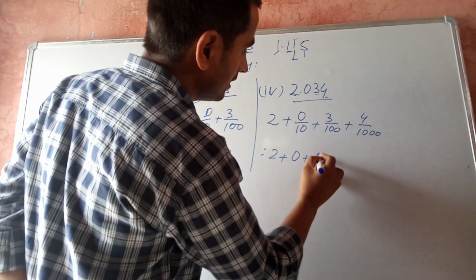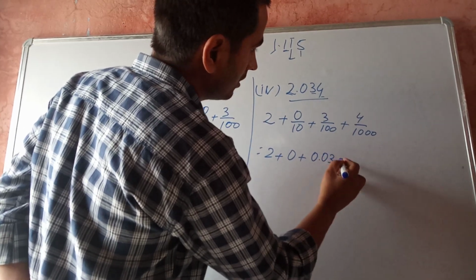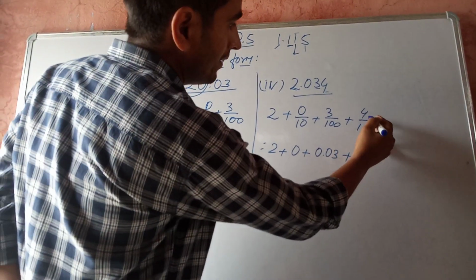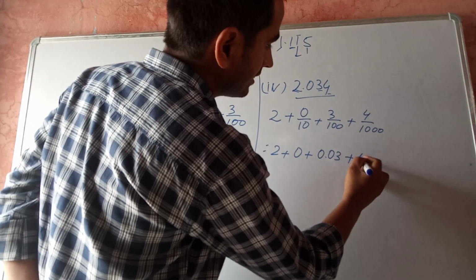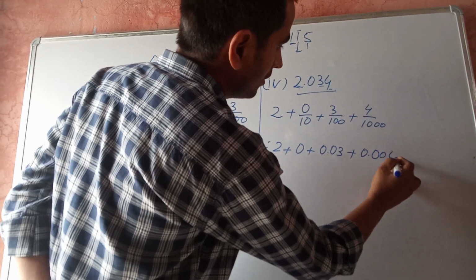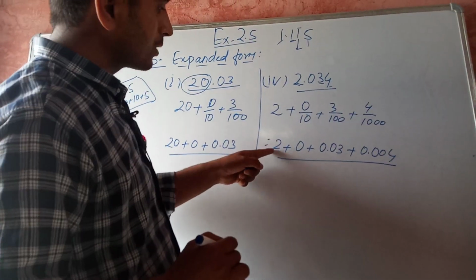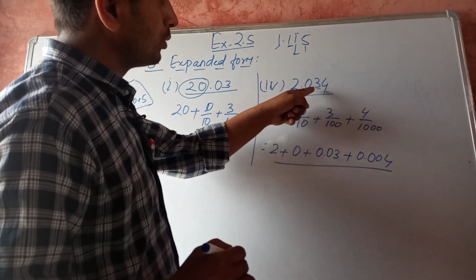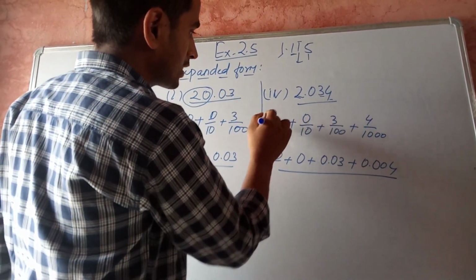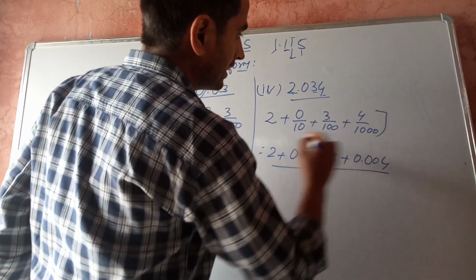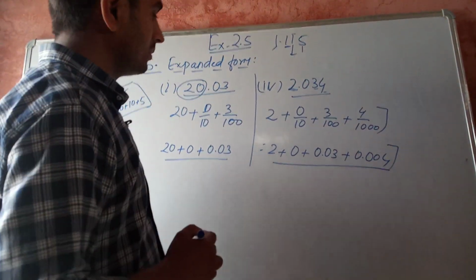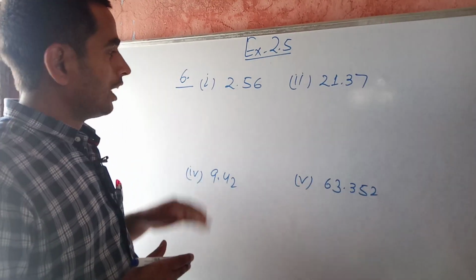Now see here, 2 plus 0 by 10 becomes 0, plus when we convert this 3 by 100 into decimal, we get 0.03, plus when we convert this 4 by 1000, we get 0.004. So this is the expanded form of 2.034. Both are in expanded form. Now coming to question number 6.